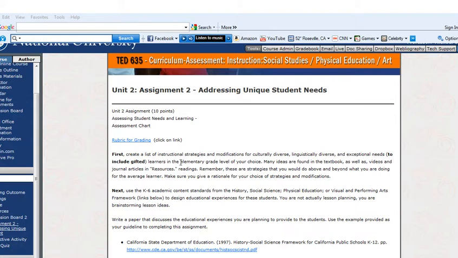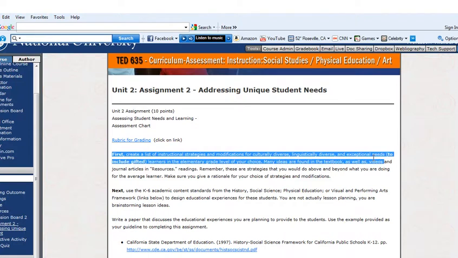So the first thing you do is, as it says, you create a list of strategies for the culturally diverse, linguistic, and exceptional needs. So just imagine you're making a list. You set out a heading on scratch paper for visually handicapped, or special education, or GATE, and under each one of these little categories, you start thinking and gathering any kind of strategies that you can find, that you would use with those particular populations of students.